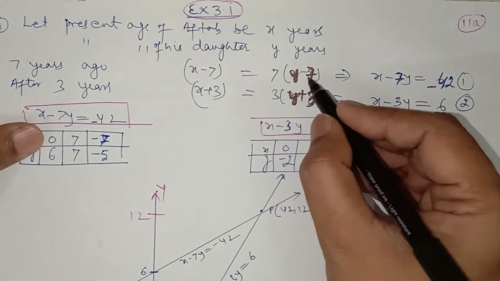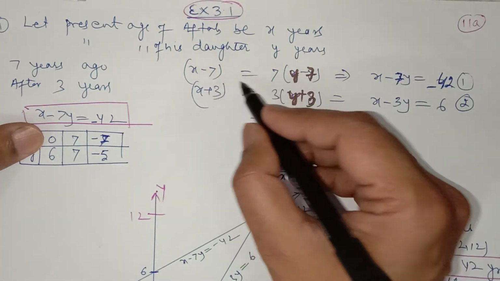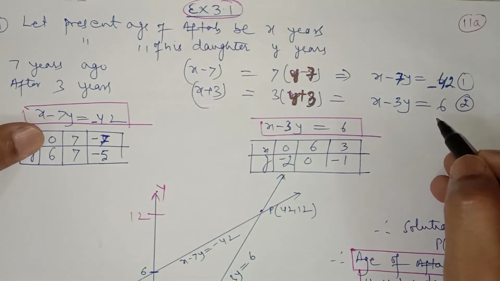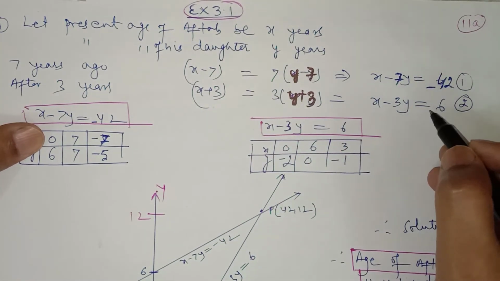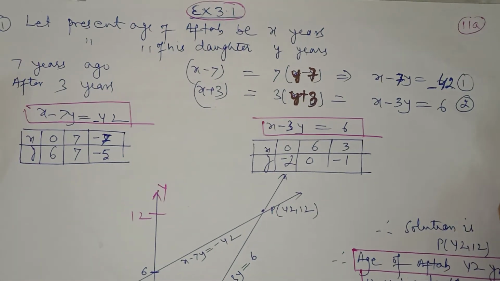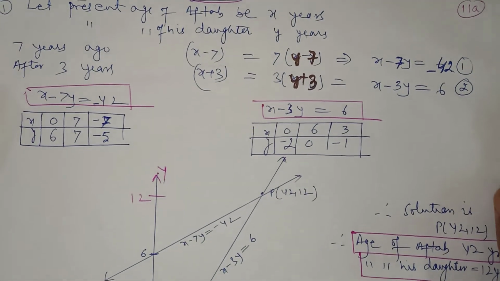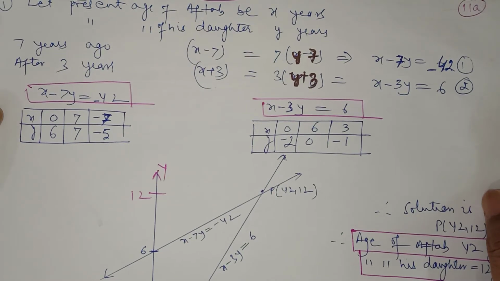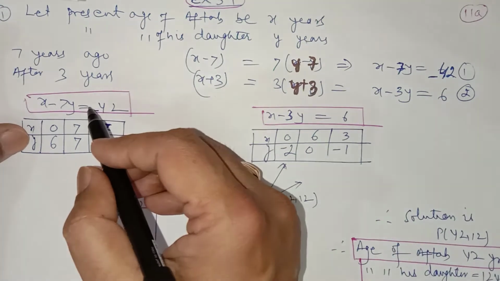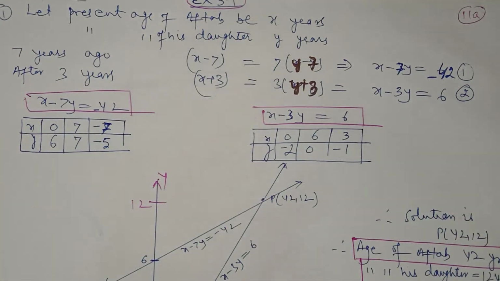Now when we simplify and arrange these equations, they become x minus 7y is equal to minus 42 and x minus 3y is equal to 6. These are the two equations, and you solve them graphically to find the age of both, that is the age of Aftab and the age of his daughter. So you find the solution set for both the equations. You know how to find the solution set, you have done it in your lower classes.